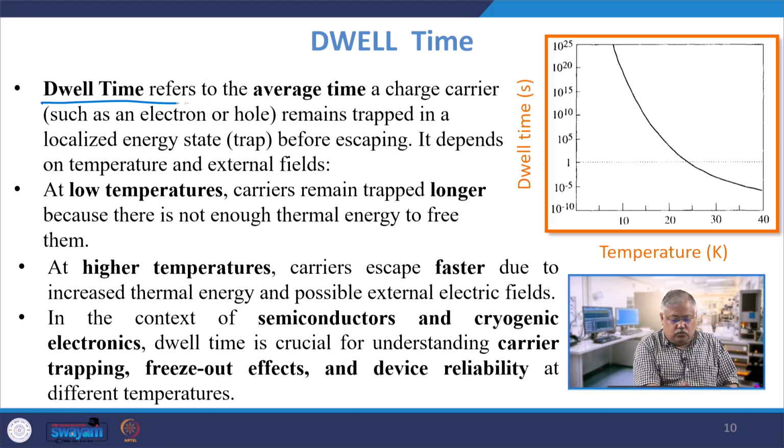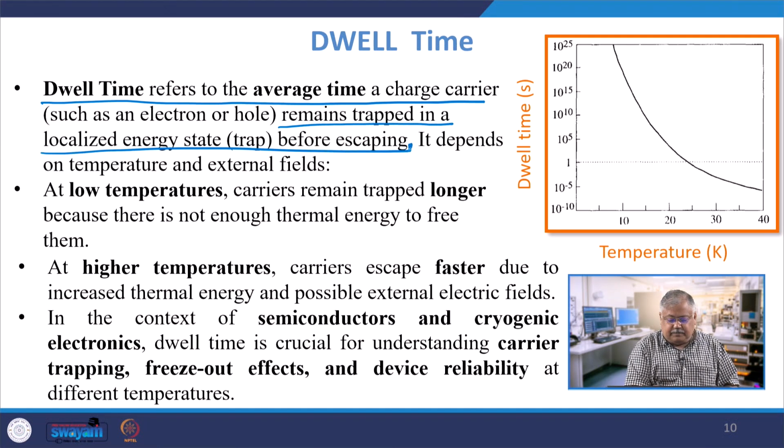We will continue from where we left in the previous turn, primarily looking into the doping and concentration variation because of freeze out. Out of which, let me come to an important parameter referred to as dwell time. Dwell time is, just like in English, how much time one stays at a particular position. If you look at the definition, dwell time refers to the average time a charge carrier, electron or a hole, will remain trapped in a localized energy state before it escapes.